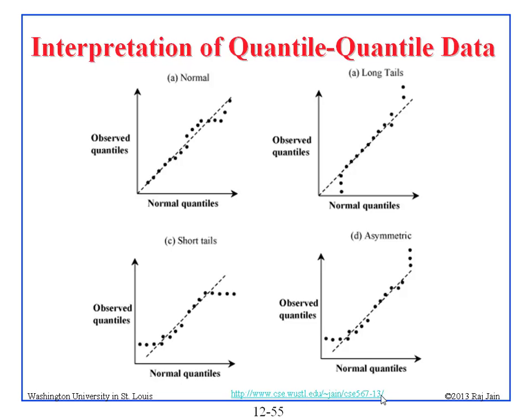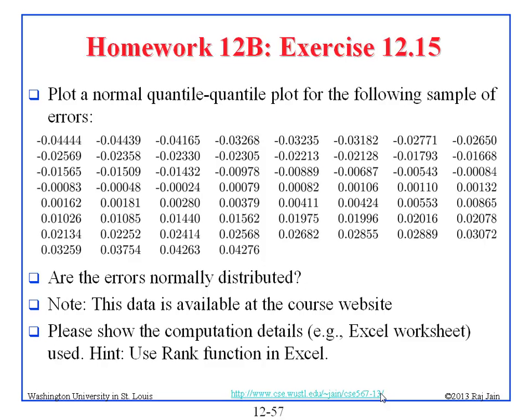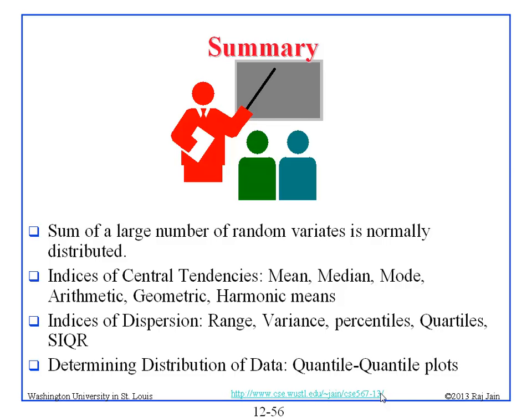All right, let me finish this then. So the summary is that the sum of a large number of random variables is normally distributed. That is the central limit theorem. And then for central tendencies, we can use mean, median, mode, arithmetic mean, geometric mean, harmonic mean. And for dispersion, we can use range, variance, percentiles, quartiles, etc., and we had a flow chart for both of them. And then finally, we talked about QQ plots, how to draw the distribution, right?